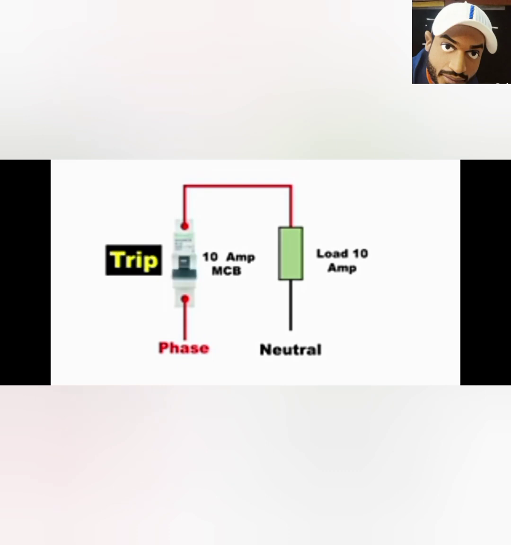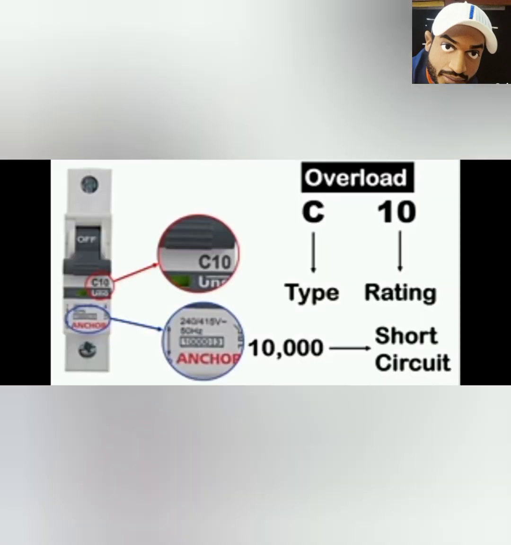But friends, if suddenly high current starts flowing through this MCB, then in this condition, it depends on the type how fast this MCB trips.